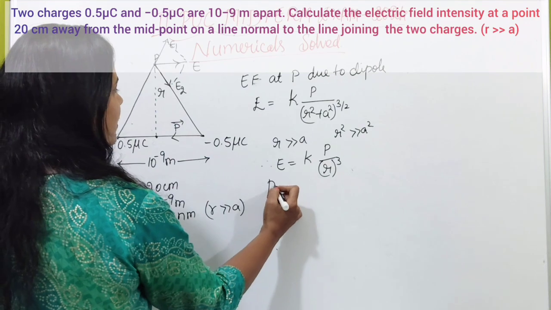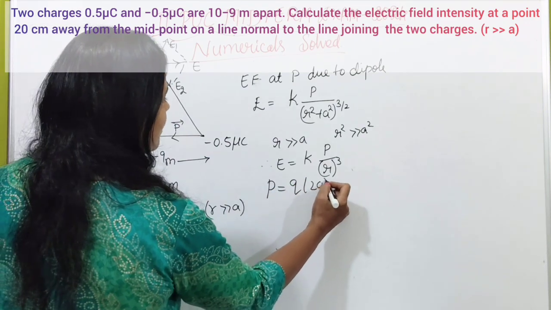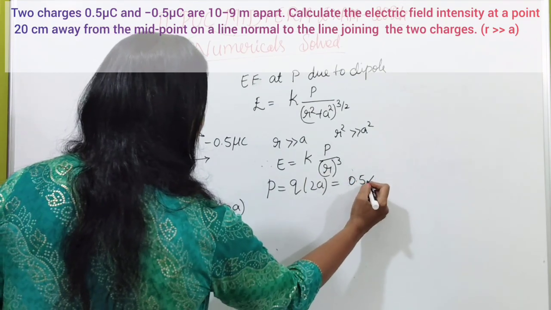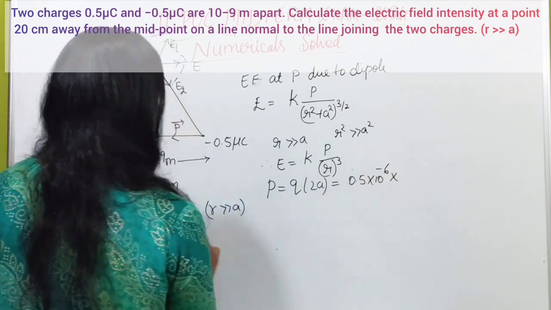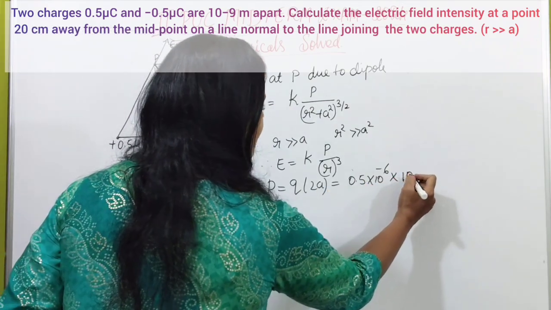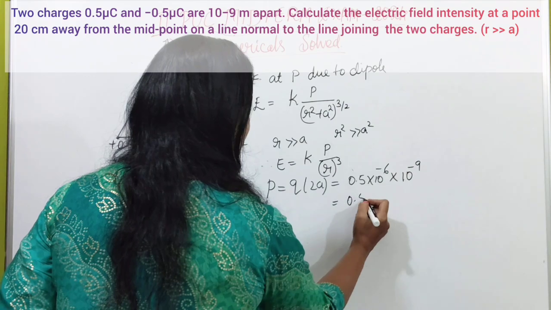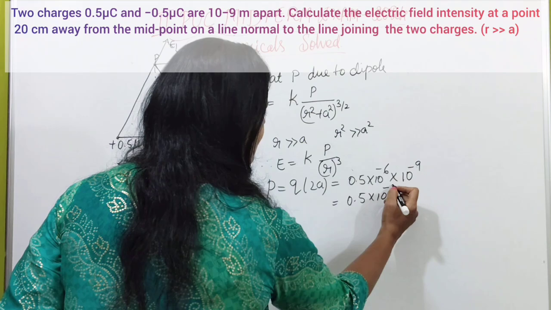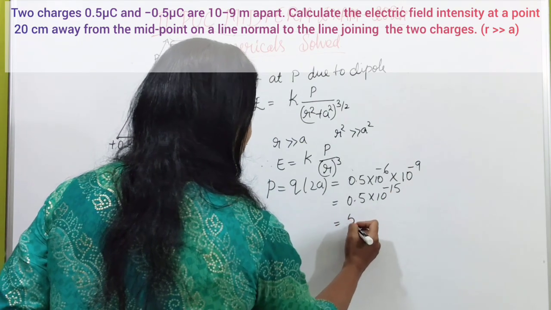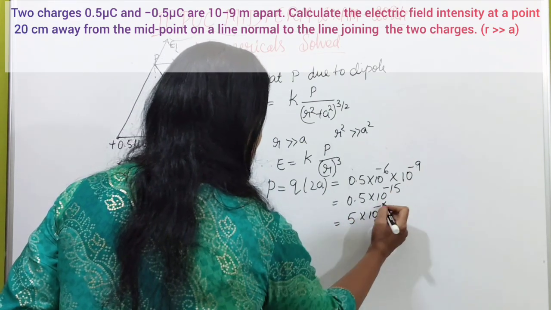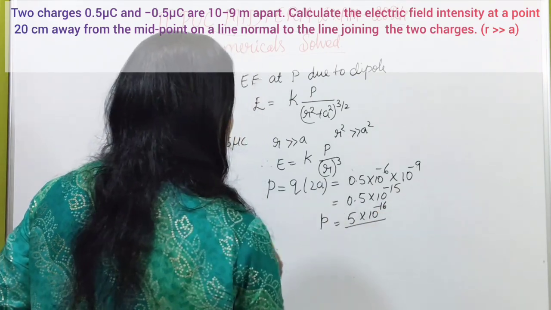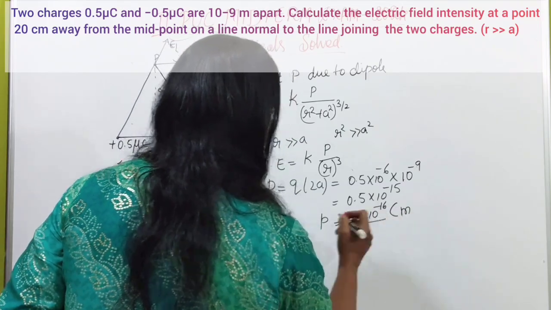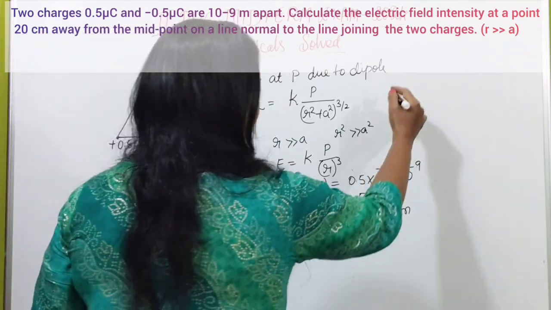So first let us calculate P. P is Q into 2A. So Q is 0.5 micro, micro is 10 to the power minus 6, into 2A which is 10 to the power minus 9. So it is 0.5 into 10 to the power minus 15. So this is 5 into 10 to the power minus 16, right? P is 5 into 10 to the power minus 16 and the unit is coulomb meter.